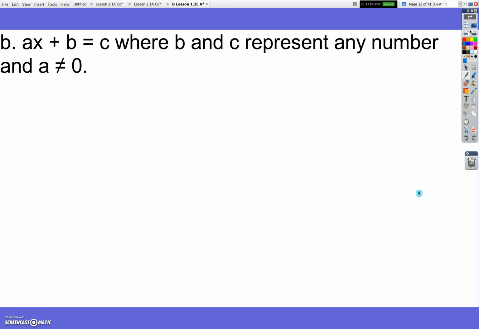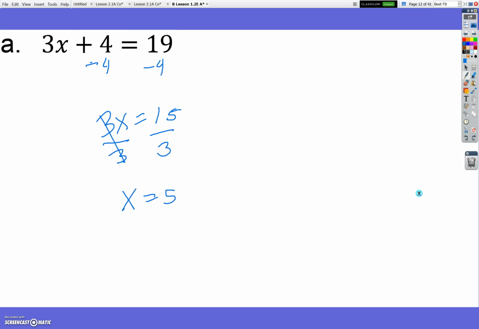All right. Now that I know that, ax plus b equals c, where b and c represent any number and a doesn't equal 0, and I want to solve for x. So really quickly, I want to copy and paste this because I want you to see how I solve them side by side.